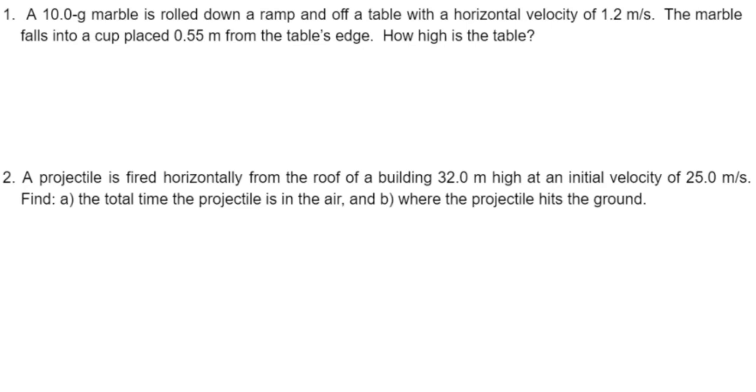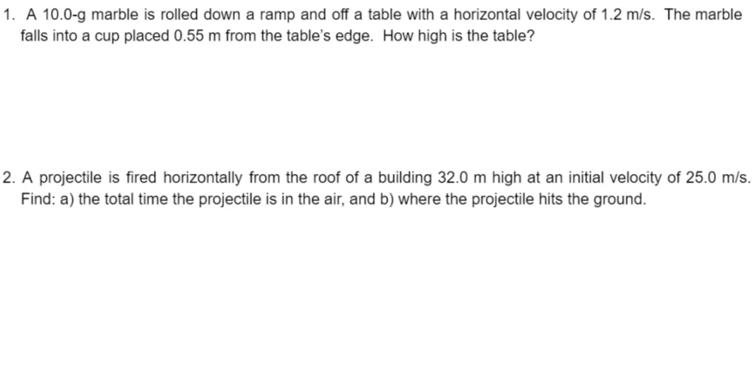Okay, so number 1 says a 10.0 gram marble is rolled down a ramp and off a table with a horizontal velocity of 1.2 meters per second. The marble falls into a cup placed 0.55 meters from the table's edge. How high is the table?